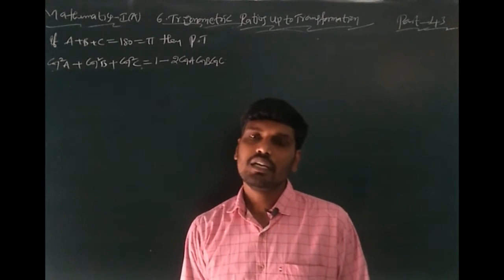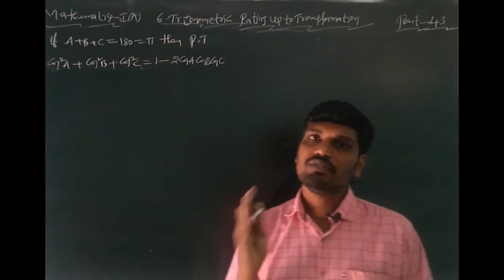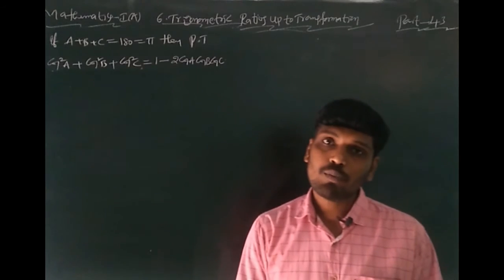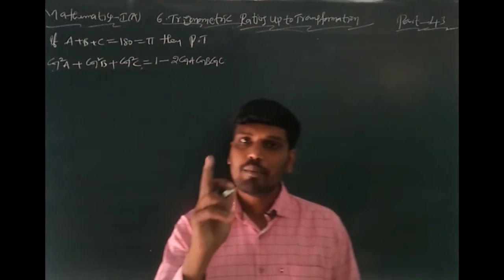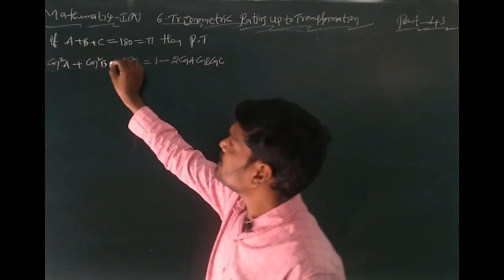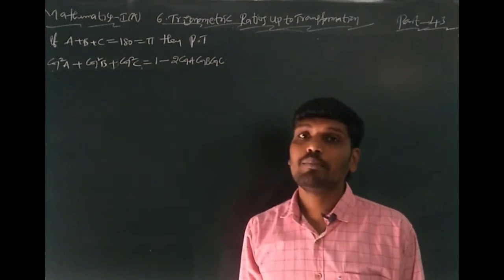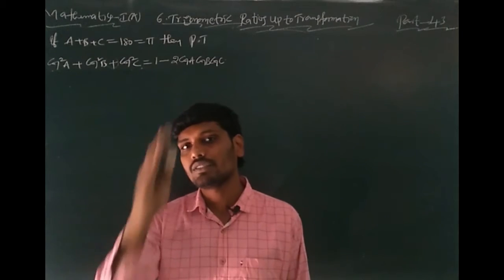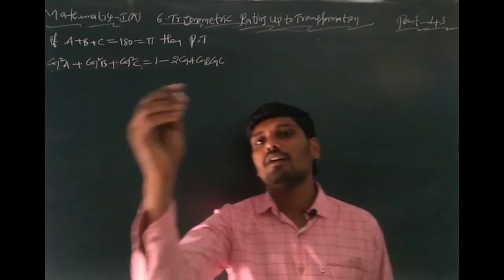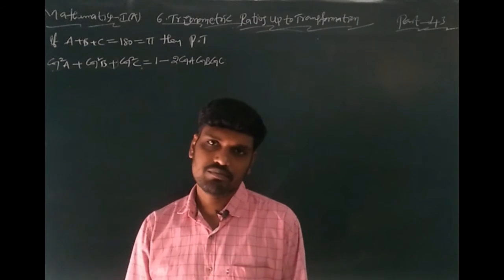cos C. Here see, students, what is the difference between the before problem and this problem? In the before problem, cos square A plus cos square B minus cos square C is there. In this problem, cos square A plus cos square B plus cos square C is there. Just in place of minus, you write plus.